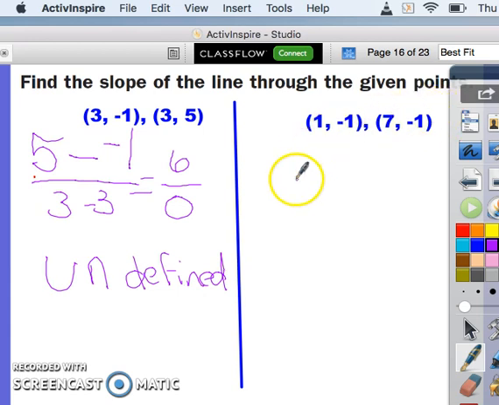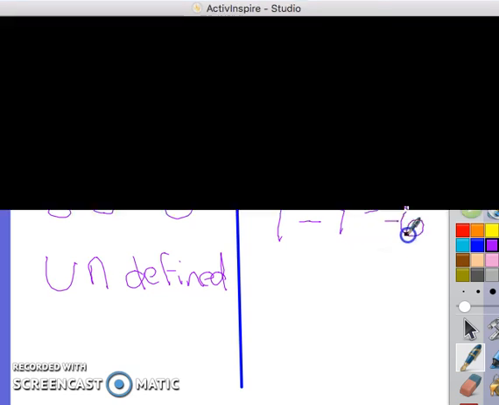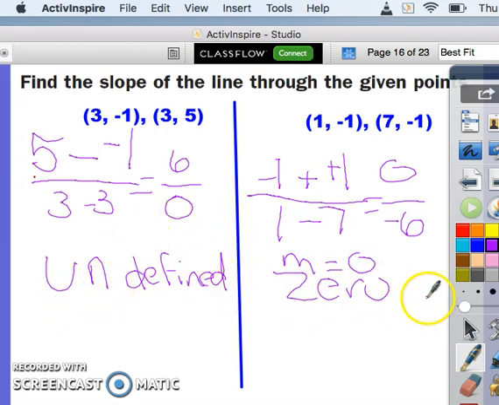Okay, over here, again, I'm going to start with my y's on top. So negative 1 minus a negative 1, and then 1 minus 7. Negative 1 plus 1 is 0. 1 minus 7 is a negative 6. 0 divided by a negative 6 is 0. So m is equal to 0. And this one has an undefined slope.